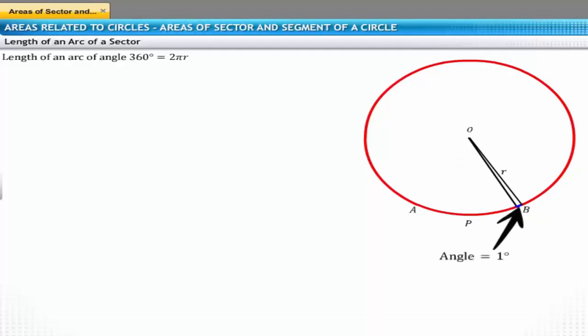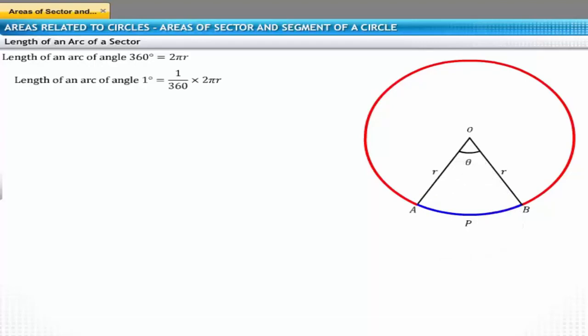Similarly, the length of an arc of an angle 1 degree will be equal to 1 divided by 360 multiplied by 2 pi r. To generalize, if theta is the angle subtended by the arc at the center, then the length of the arc is equal to theta divided by 360 multiplied by 2 pi r.